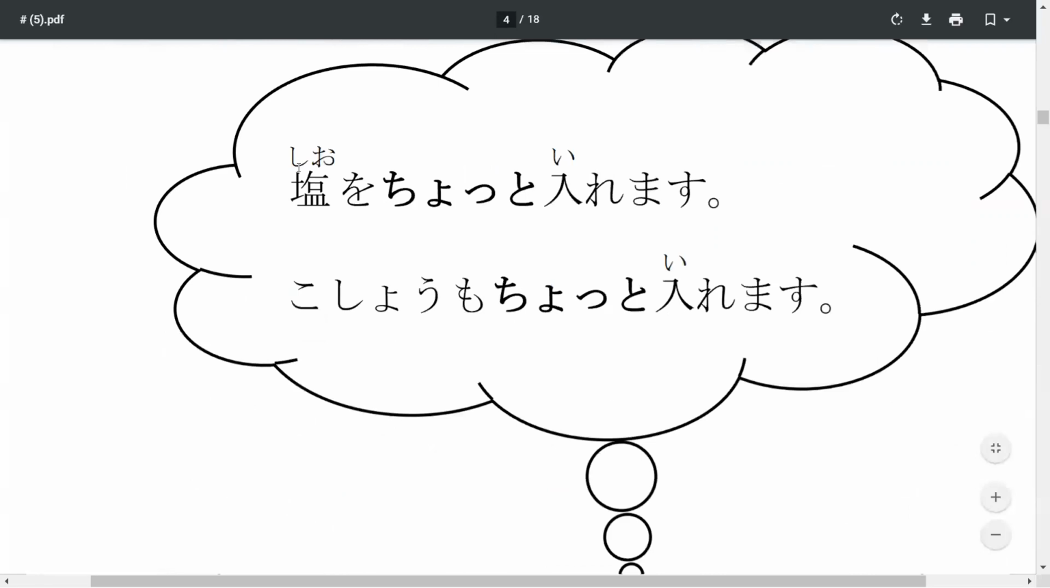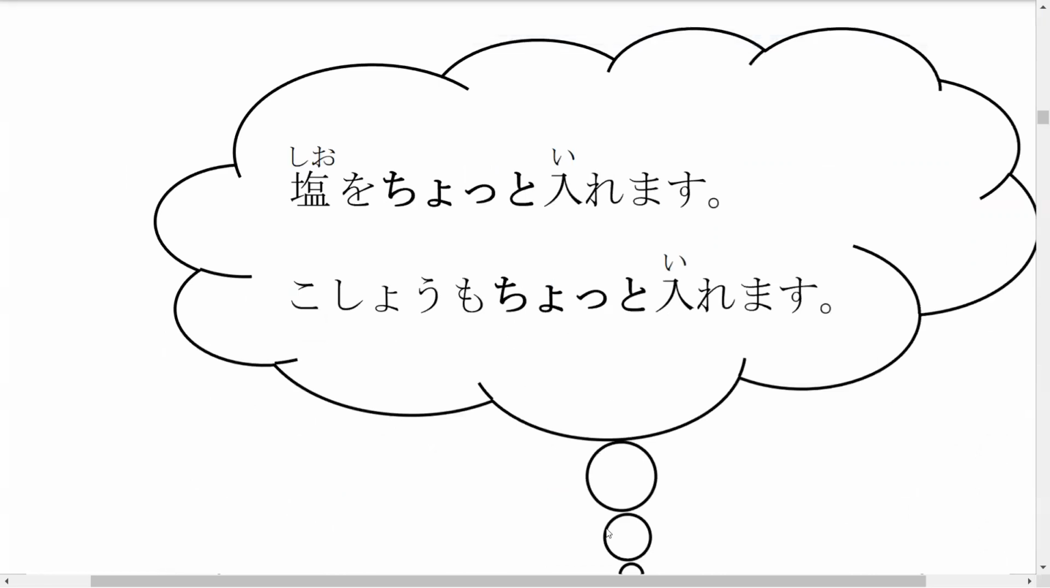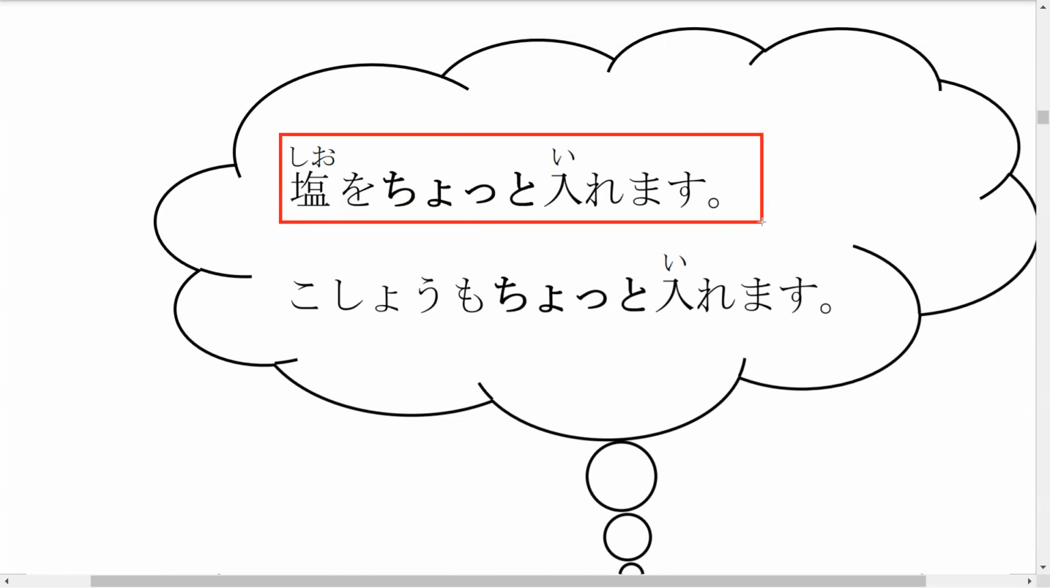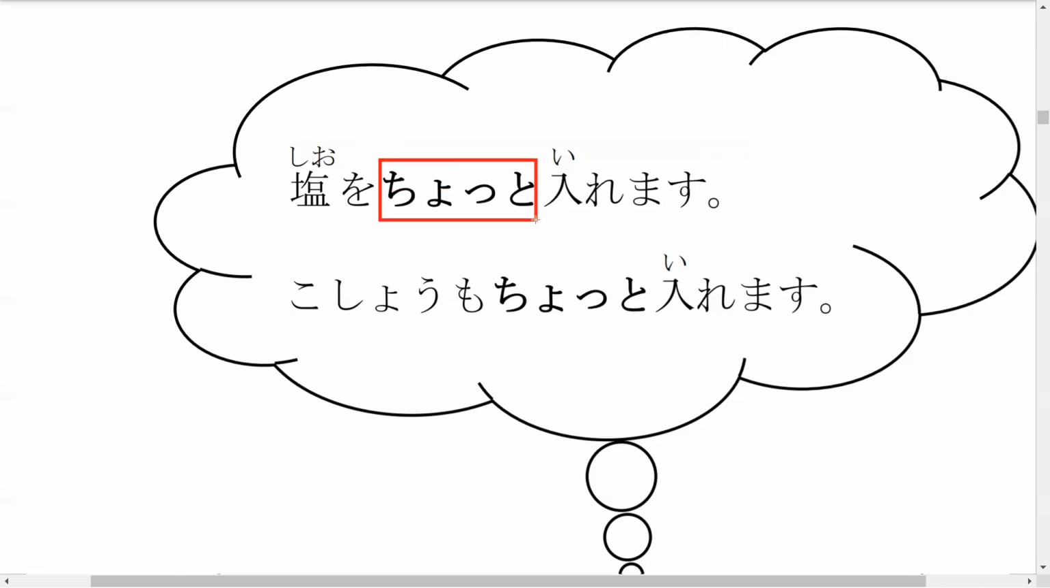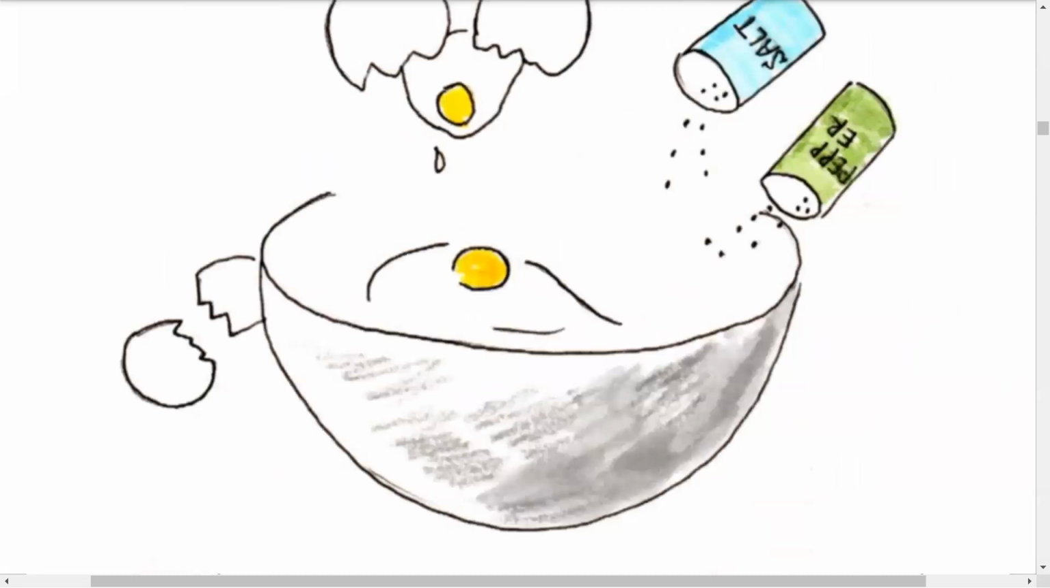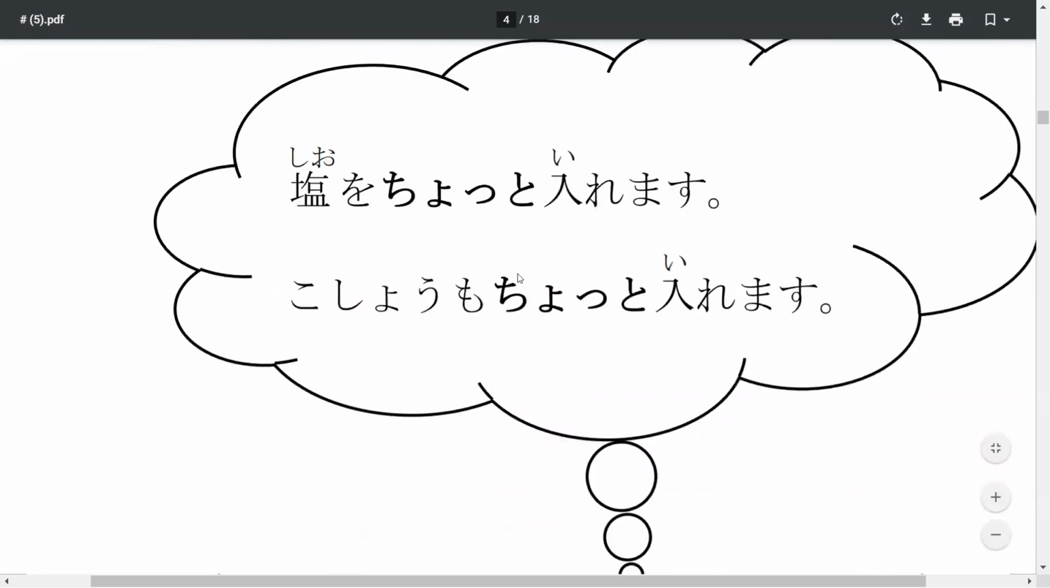Then we have our word shio. Shio means salt. Then our wo is our direct object marker because what we put is iremasu. Iremasu is to put, but we have here our chotto, a little bit. So we're saying I will put a little bit of salt, with chotto as the adverb of quantity. Then we have our word kosho mo. Kosho means pepper, and mo means also. So I put also a little bit of pepper. So we have shio, and we have pepper, kosho. They're different.